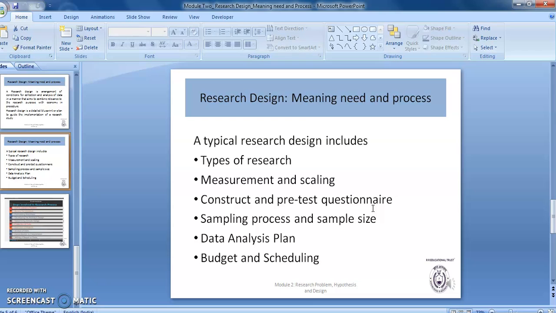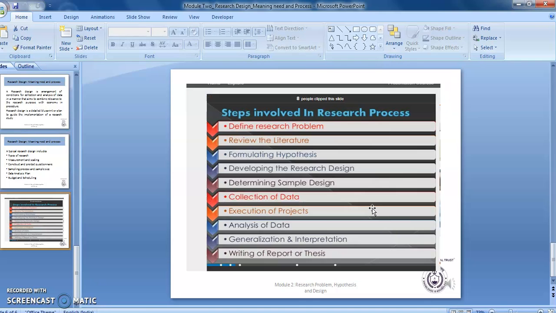Last is the budget and scheduling. How much money you have for the project and how quickly you would want to complete it. The last, you can see the various steps involved in the research process. So the first one is defining the research problem. Very important. Research without a problem is no research. But as you get a problem, you must identify how good the problem is.